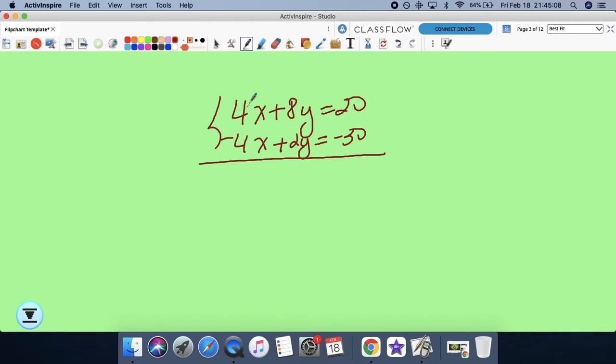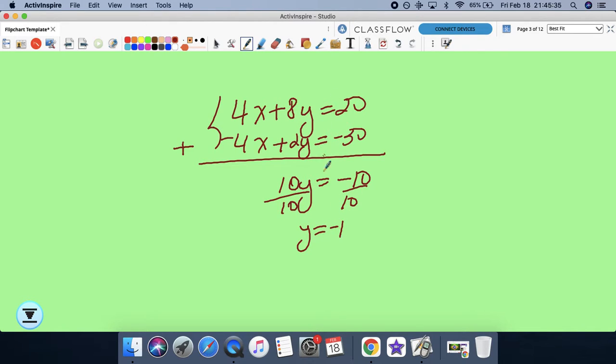We have the x coefficients 4 and negative 4, so we can add the top line and second line. Right? When the signs are different, if you add, you get 0. So 4x plus negative 4x is 0, and 8y plus 2y gives 10y. 20 plus negative 30 gives me negative 10. Divide both sides by 10, and we get y equals negative 1.